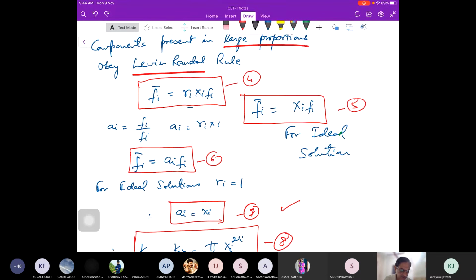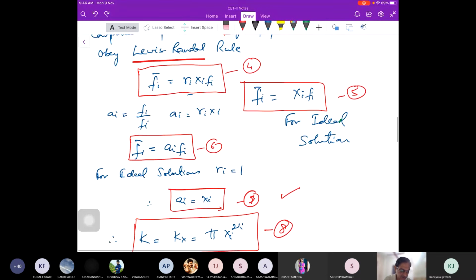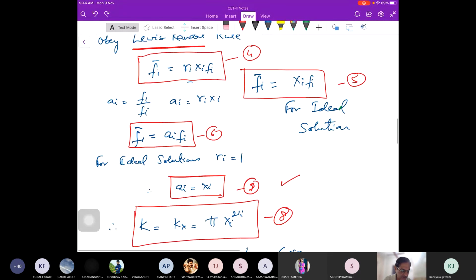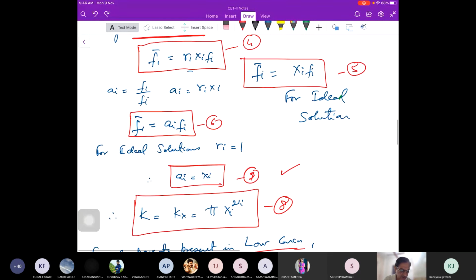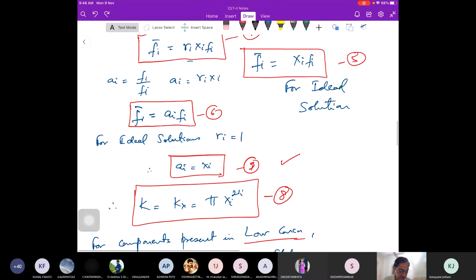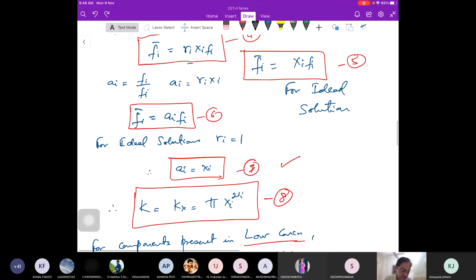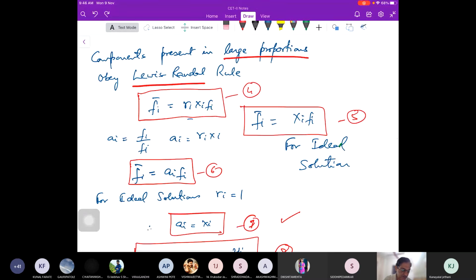ठीक है? Any questions on equation 6? Nothing but revision, पहले का किया हुआ था. For ideal solution, gamma equal to 1, and therefore we get xi ai equal to xi. That means ai is equal to xi for large proportions, right? Component present means high concentration, when concentration is high.